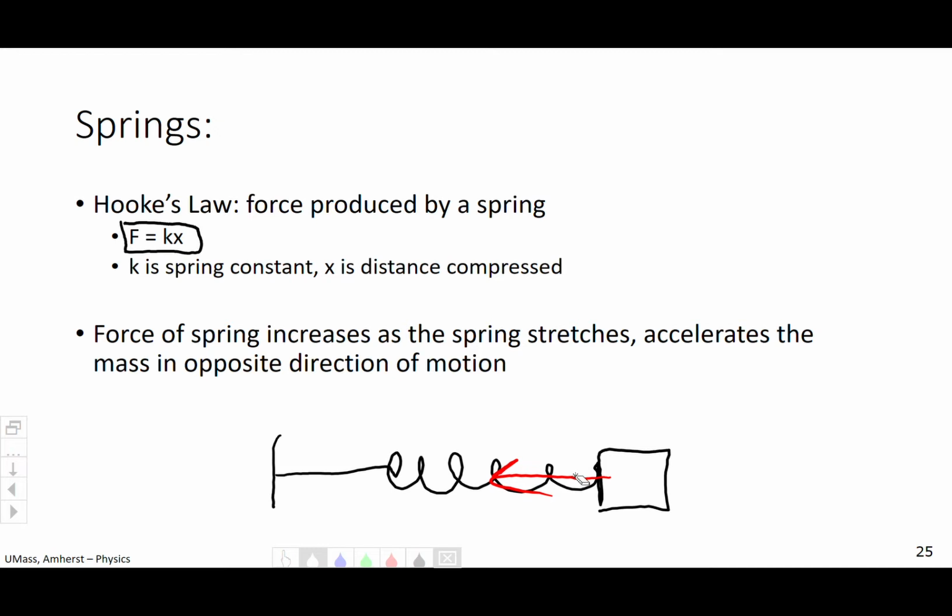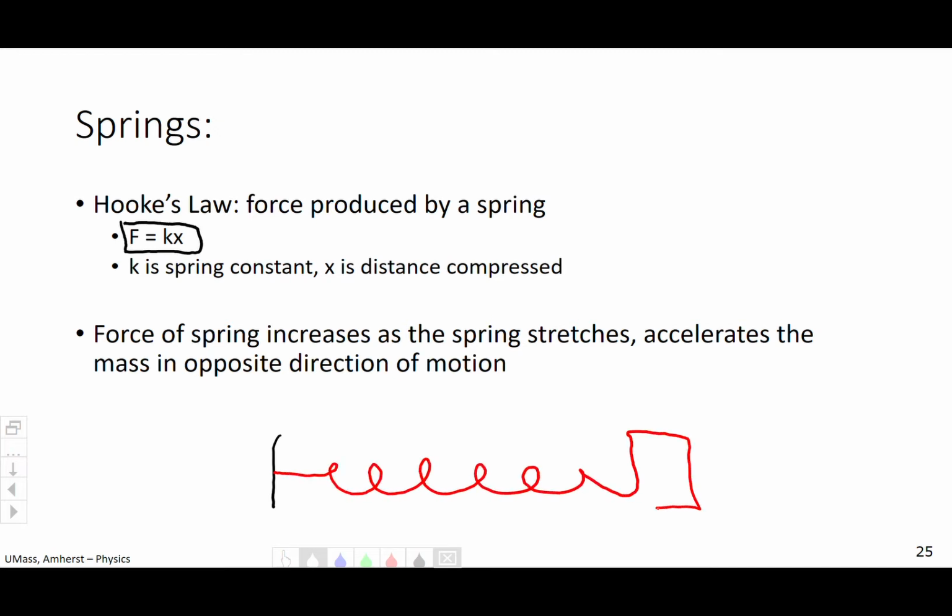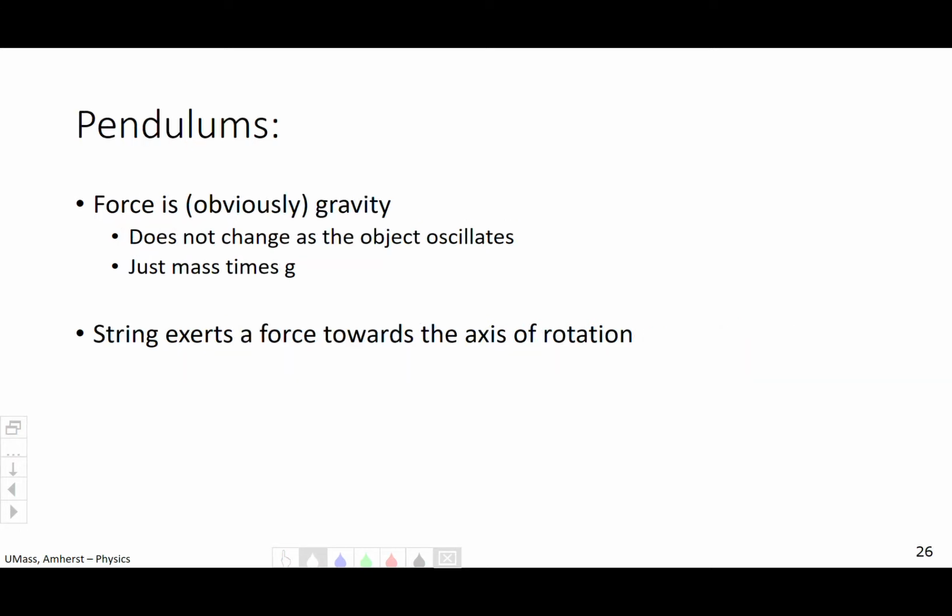As it compresses the spring, as it moves this direction, it's compressing the spring, so the force exerted will be in the opposite direction. When you compress a spring, the force is in the opposite direction. So whichever direction you're moving, the restoring force is in the opposite direction.